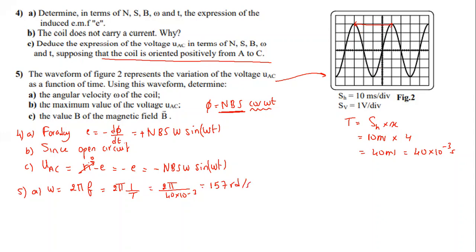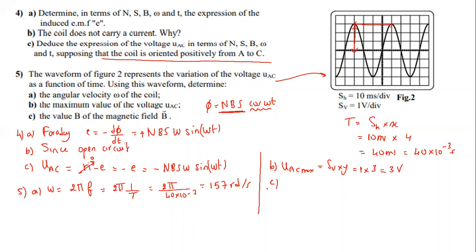Now I want to find the maximum value of the voltage UAC. So UAC maximum, by using the graph also, is equal to SV times Y, which is 1 times, so I have here the maximum is 3, then it is 3 volts.